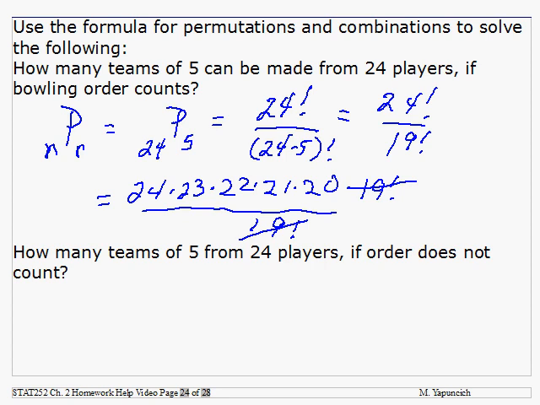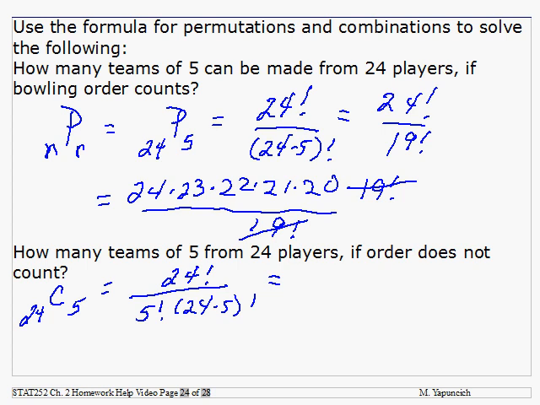Now, if order doesn't count, then you use the formula for combinations. So combinations of 24 taken 5 at a time. It starts off looking identical to the other formula, but you also divide by 5 factorial. So we know what that first part is. That will end up being 24 times 23 times 22 times 21 times 20 times 19 factorial.